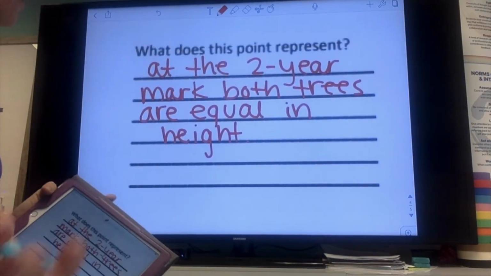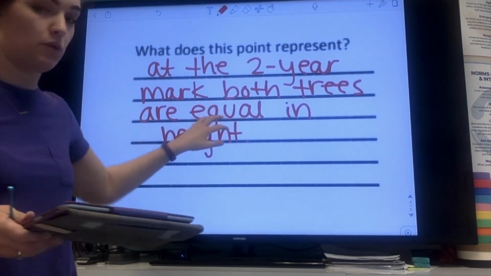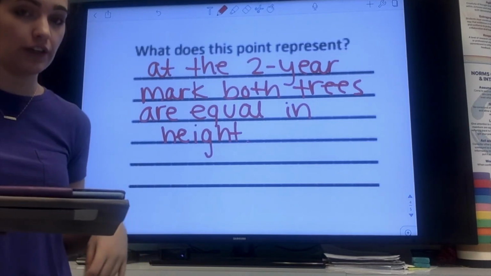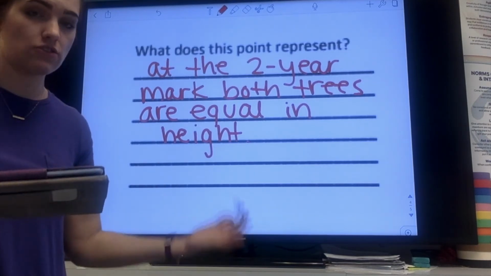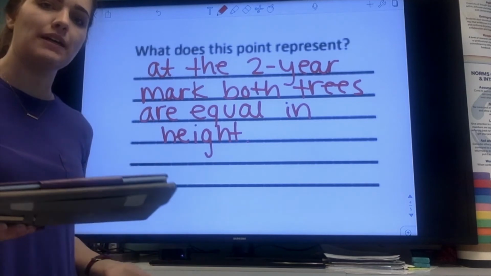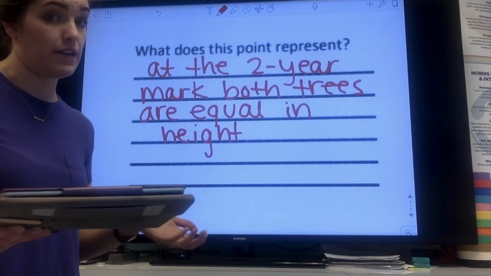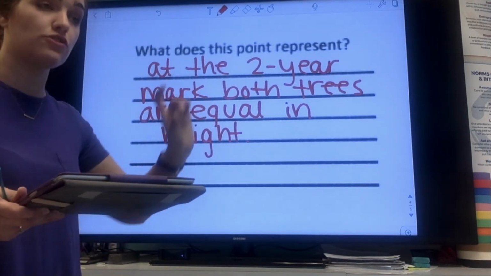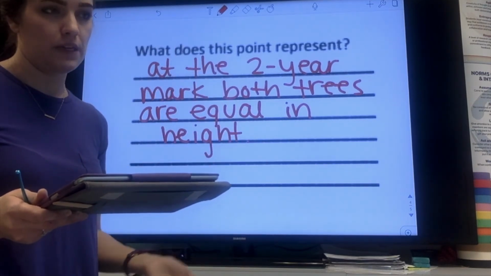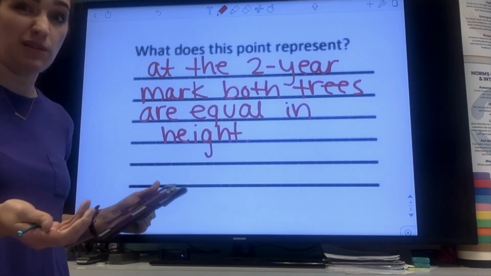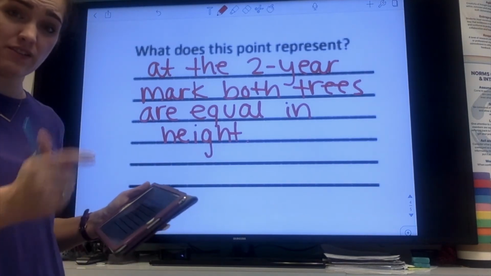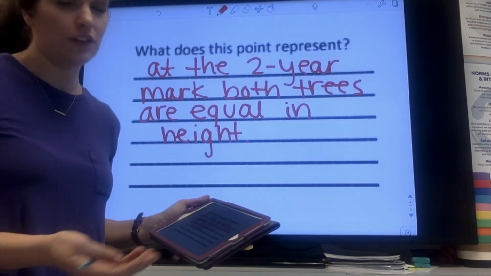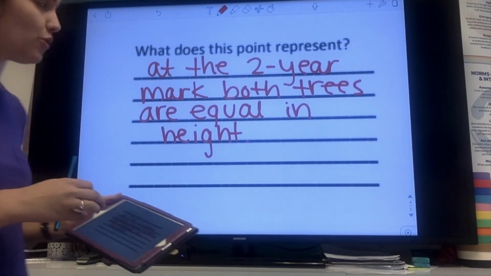So this is what we came up with. At the 2-year mark, both trees are equal in height. We know that the pear tree is growing faster, but it started smaller. And then we know that the magnolia tree started taller, it was 4 feet, but it's actually growing at a slower rate. So up until year 2, the magnolia tree is going to be taller, but from year 2 on, the pear tree will always be taller. Something valuable to know, comparing systems, rates, right? It's one thing to be faster, but if your initial value was greater or smaller, ultimately your graph will show you the actual trend.